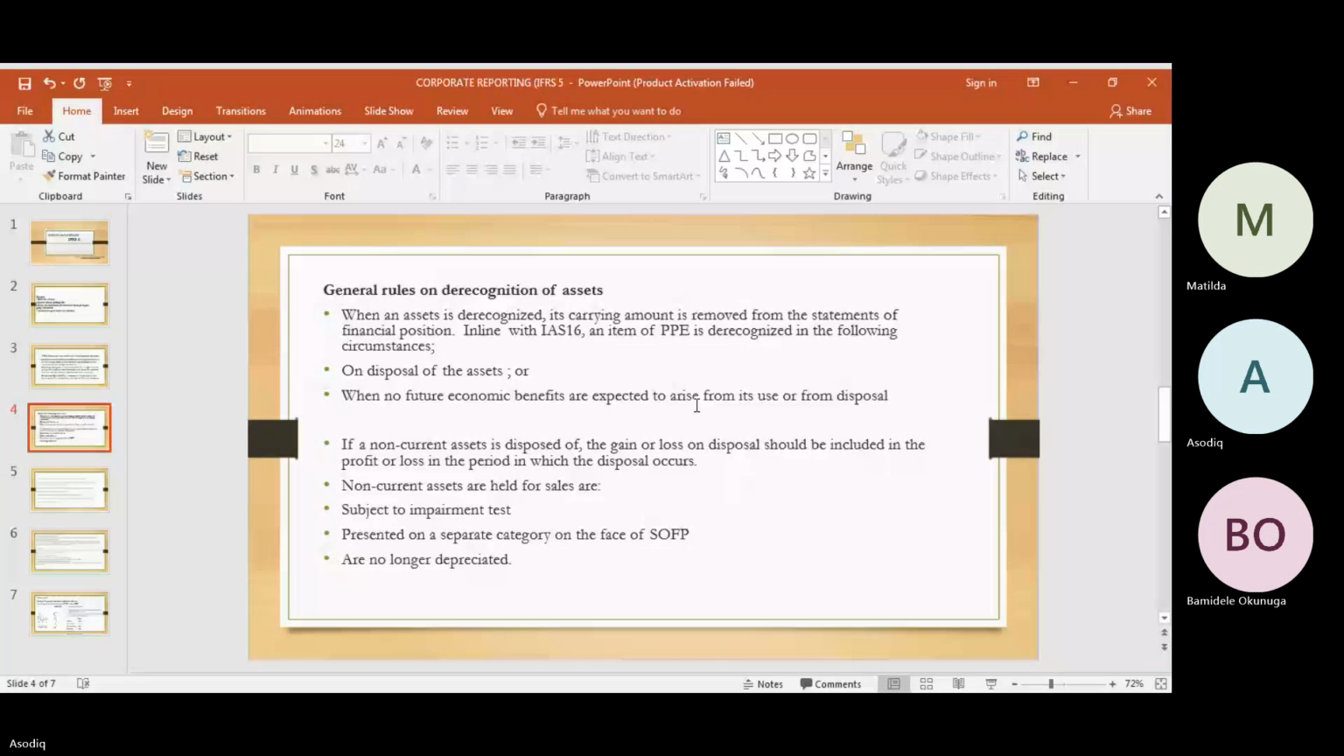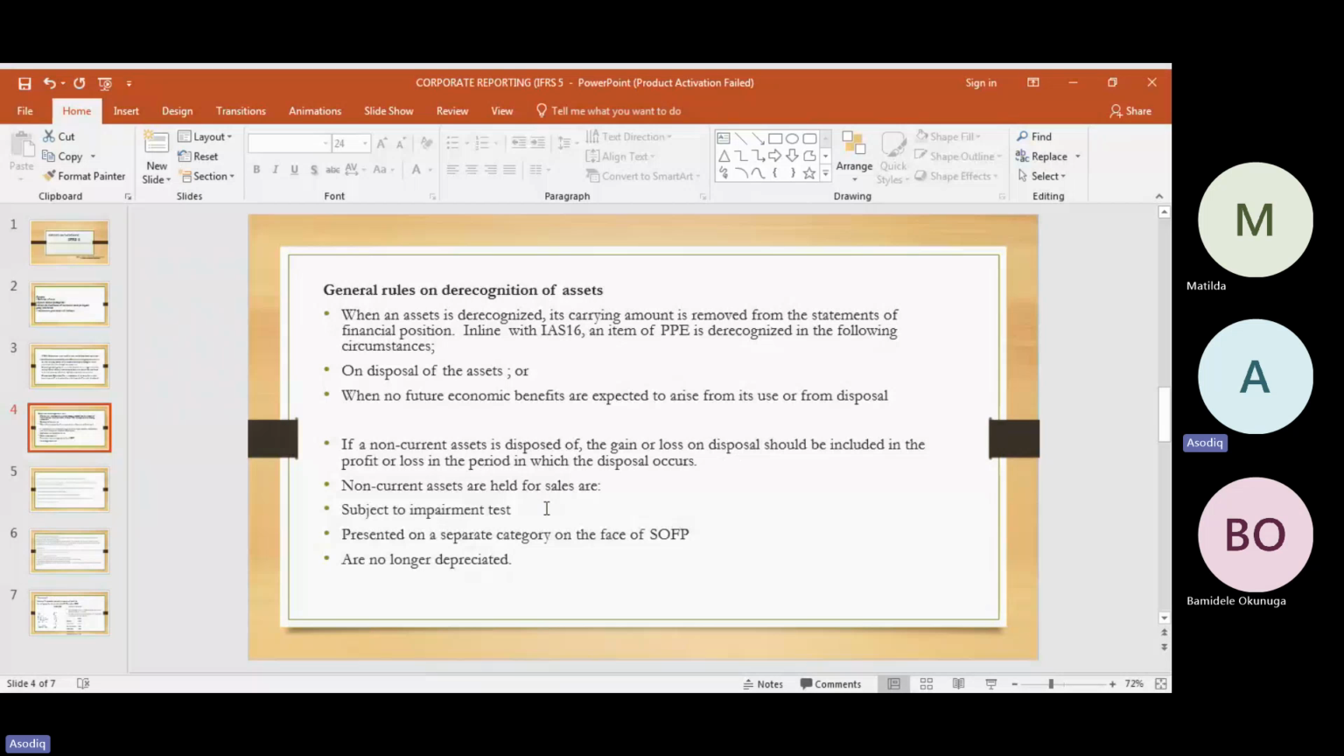So the other one says, if a non-current asset is disposed of, the gain or loss on disposal should be included in the profit or loss in the period in which the disposal occurred. That means this item is telling us that I'm no longer using that particular asset, I'm selling it off. And once I'm selling it off, even if I'm making a gain or loss, that gain or loss must be recognized in my statement of profit or loss and other comprehensive income, provided that the asset has been removed, or it has been determined that we are no longer going to be using it anymore.